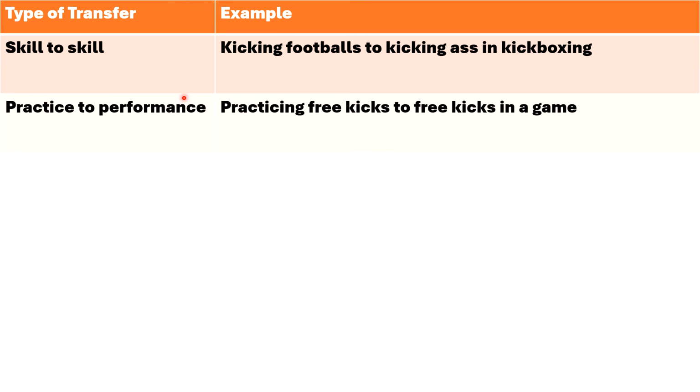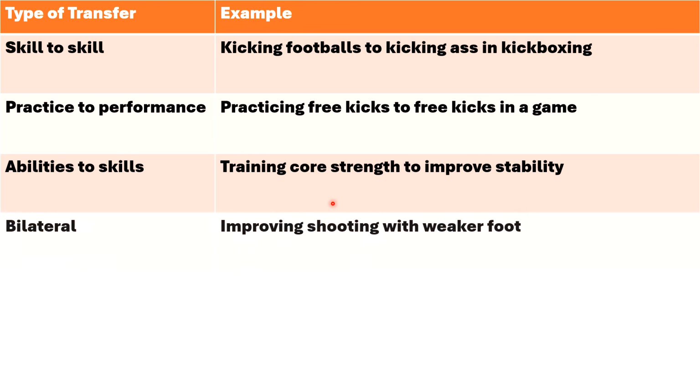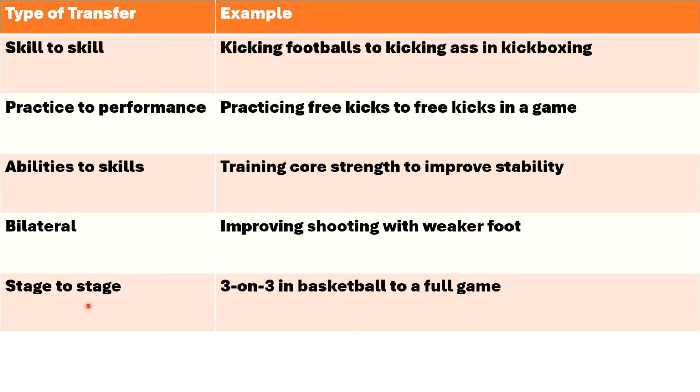Practice to performance. So how practicing and training is going to help you in the real game. Abilities to skills. How training your muscles or your endurance. How physical training is going to help you in other skills. Okay. Bilateral transfers. So when you improve both sides, improving your weaker foot, your weaker arm. And then there's stage to stage. So 3-on-3 in basketball to a full game, or 7-on-7 in football to a full game.